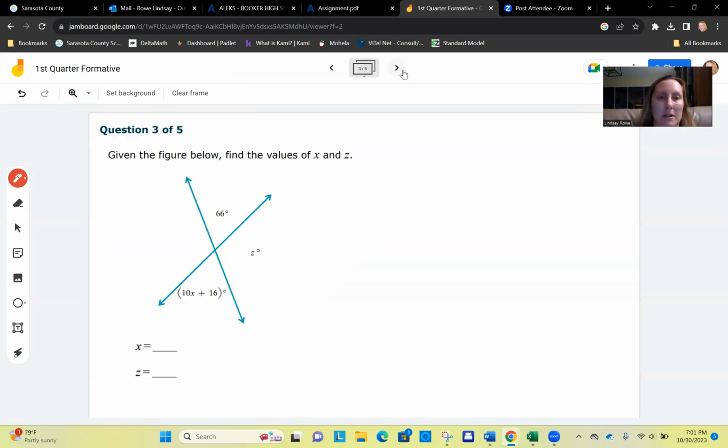Okay, let's move on to this next fun problem. Given the figure below, find the values of X and Z. We have to remember two things here. We have to remember vertical angles and vertical angles.